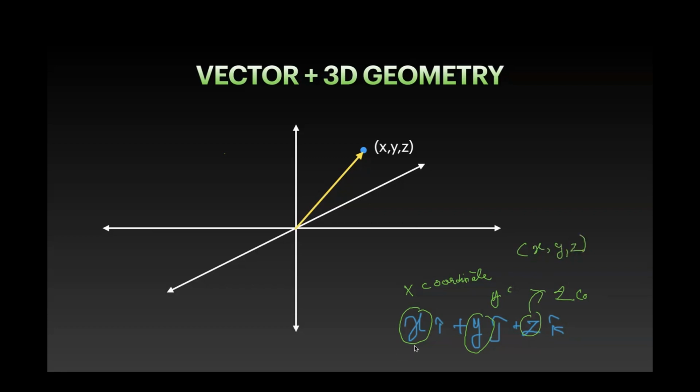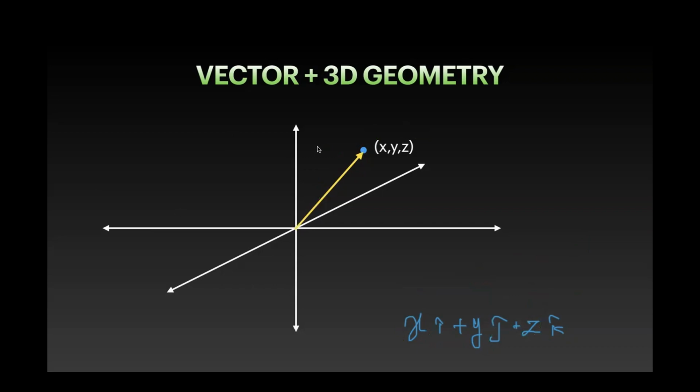If we have x i cap, y j cap, and z k cap, look at the point x, y, z and draw a vector whose tail is at the origin and head is at this point. So this is nothing but x i cap plus y j cap plus z k cap. Is this clear?